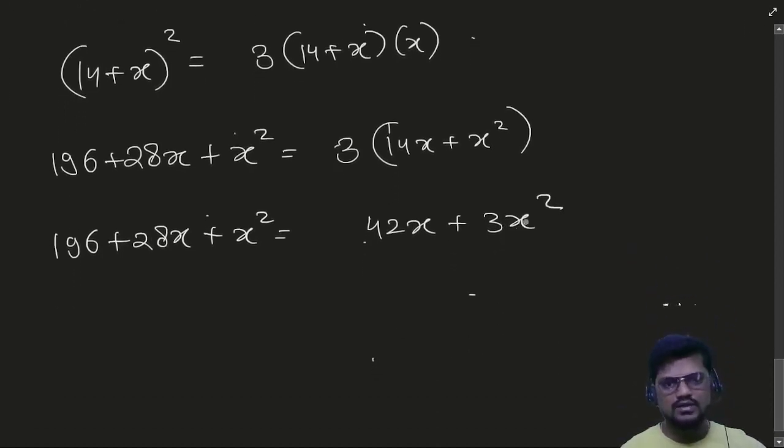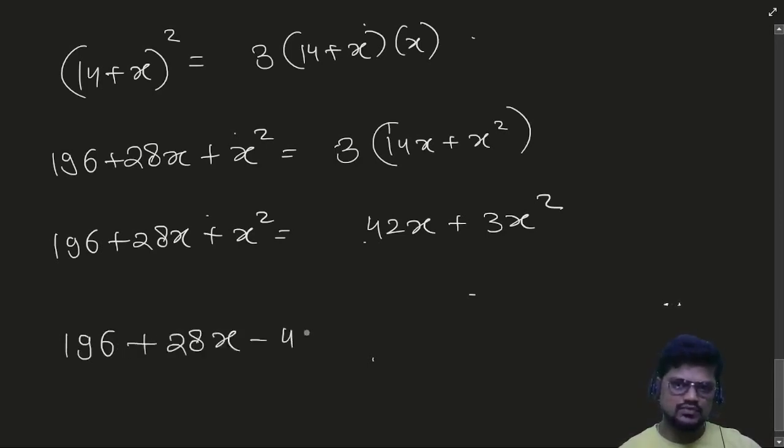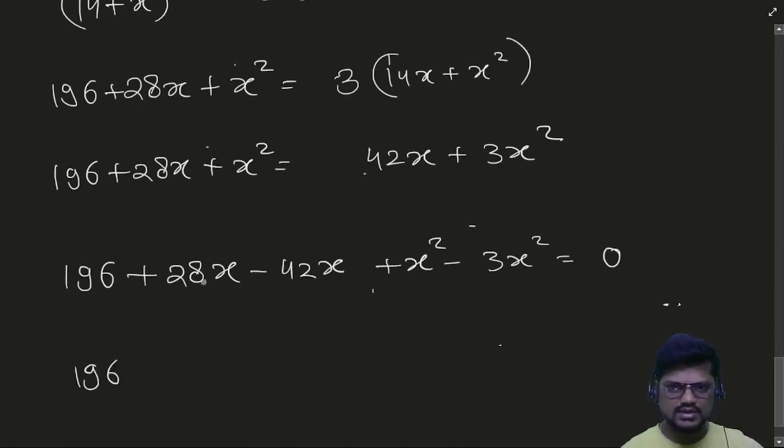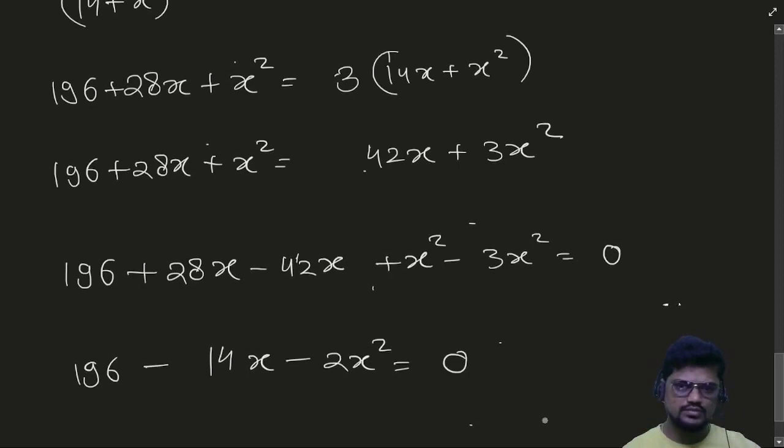Fine. Ultimately, if I take this on this side, it will be 196 plus 28x minus 42x plus x square minus 3x square equals 0. So 196 minus 12... that leaves 184, and 3 minus 2, that is 1. Minus 14x minus 2x square will be equal to 0.